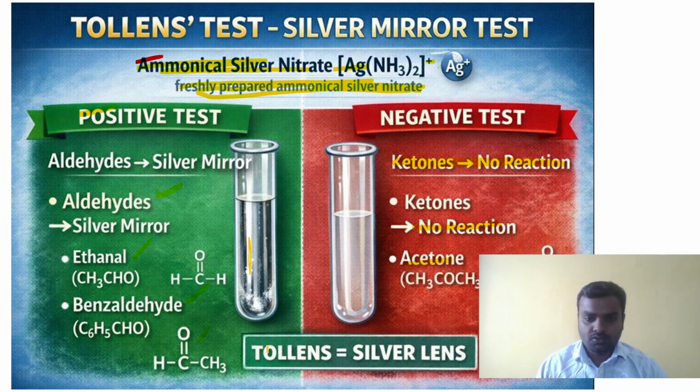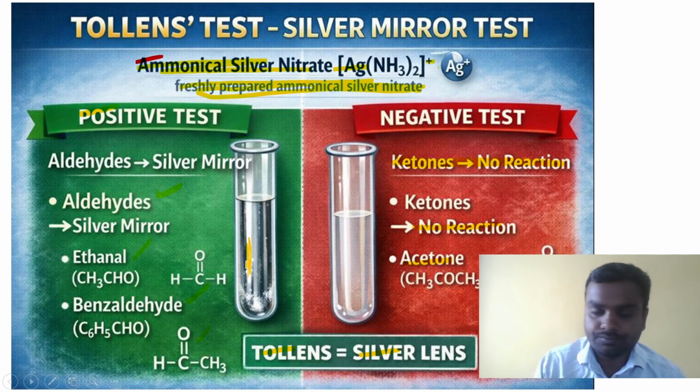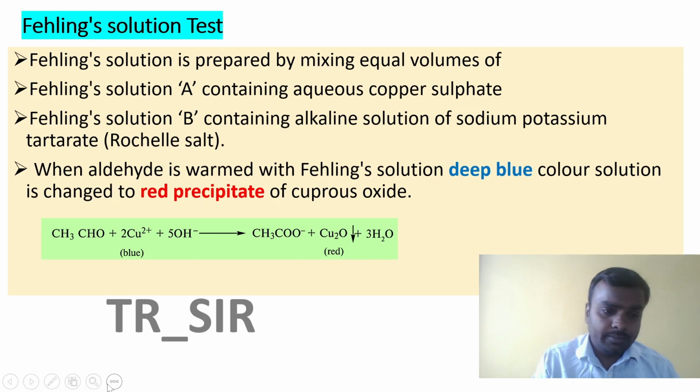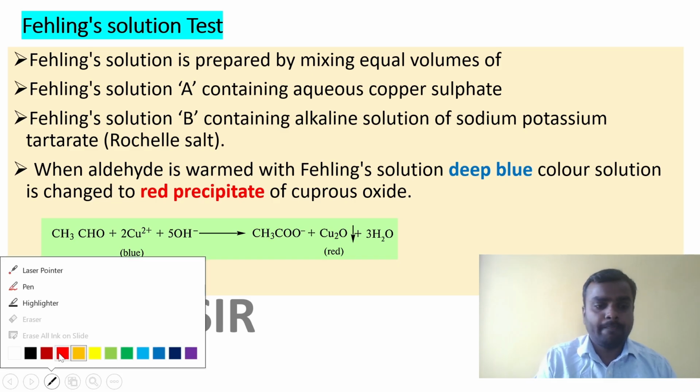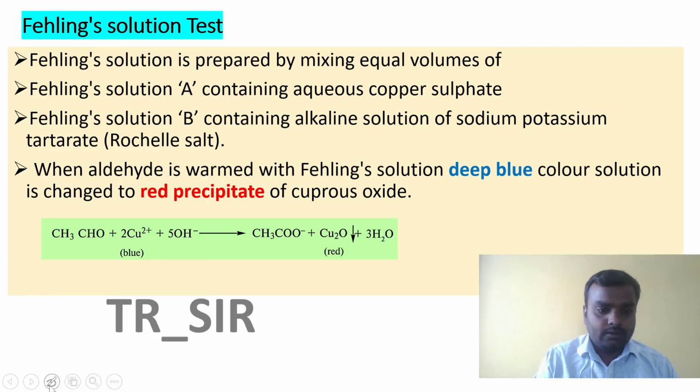Here the short trick is Tollens means silver lens. Here a lens kind of forms, that is a short trick to keep in mind. Next test, what happened? Next test will be Fehling's test.